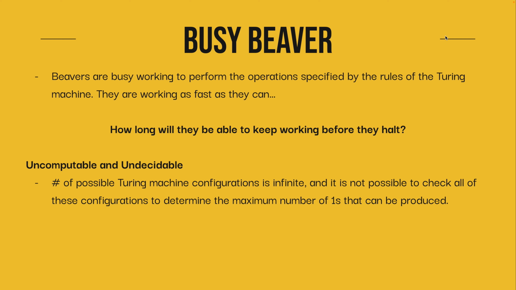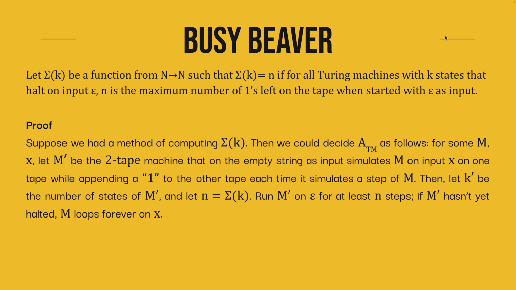This is where we talk about uncomputability and undecidability of the Busy Beaver problem. The number of possible Turing machine configurations is infinite, and it is not possible to check all of these configurations to determine the maximum number of ones that can be produced. Hence, we're following up with a proof. Now, we shall prove that the Busy Beaver problem is uncomputable and undecidable.